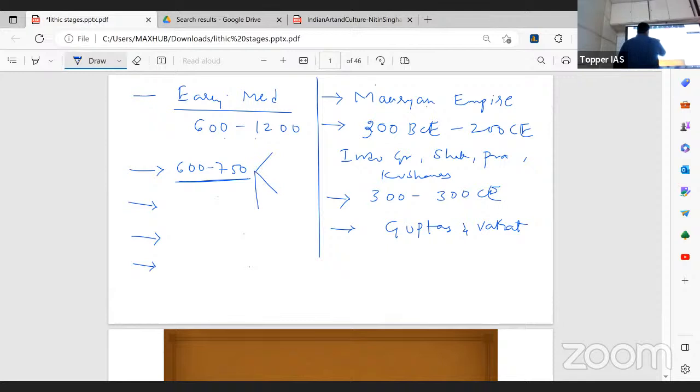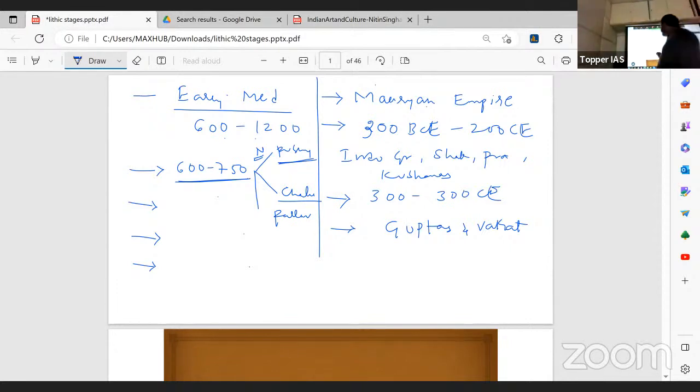So in the north, Pushyabhutis and Maukharis. Right. So Harshavardhana. Have you heard of Harshavardhana? The last great Hindu emperor of India. Right. So 600 to 750. So Harshavardhana. Right. And in the south, the Badami Chalukyas and Pallavas. Okay, so Badami Chalukyas and Pallavas, 600 to 750 CE.